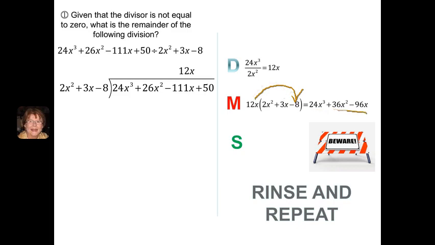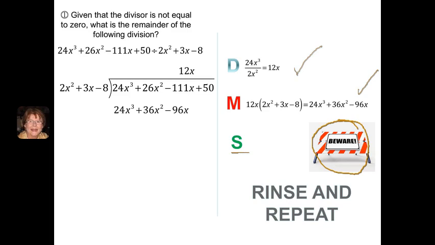Where do I place this? I place this in the dividend. That will give to me 24x cubed plus 36x squared minus 96. I've done my division, I've done my multiplication, DMS, I do my subtraction, and I must be very careful. I beware. Place my line and I subtract.